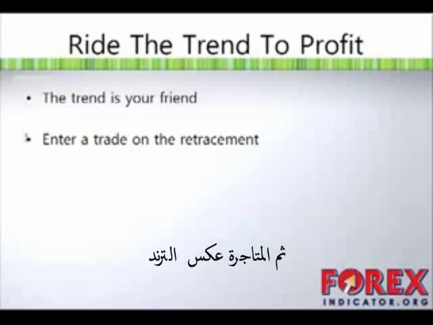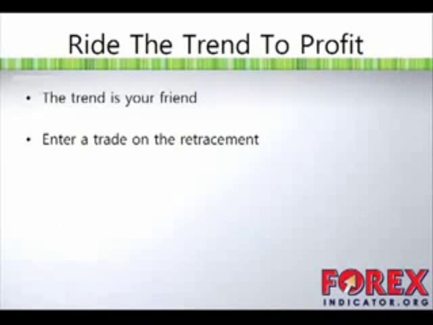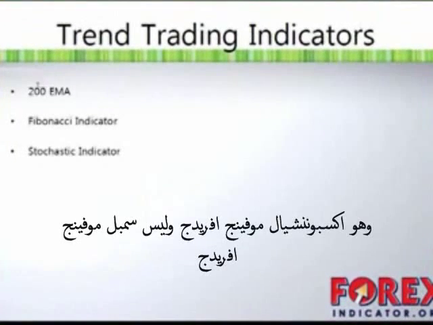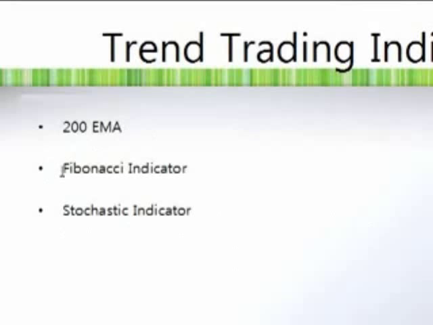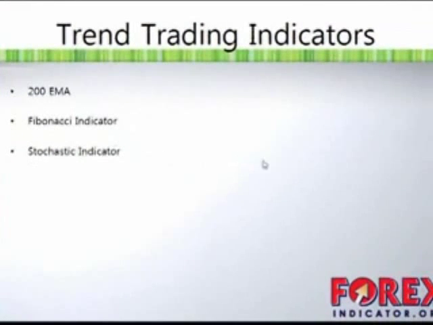Therefore the whole idea of this strategy is to enter a trade on the retracement of the price. So let's go through the indicators that we need. First, you need the 200 EMA, which is the 200 exponential moving average, not the simple moving average. You need the Fibonacci indicators, and you need the stochastic indicators. For the stochastic indicator, you just set the default setting of 533, and that will do.